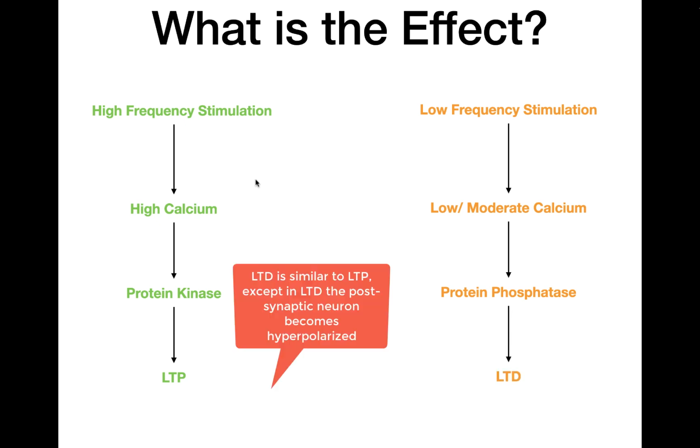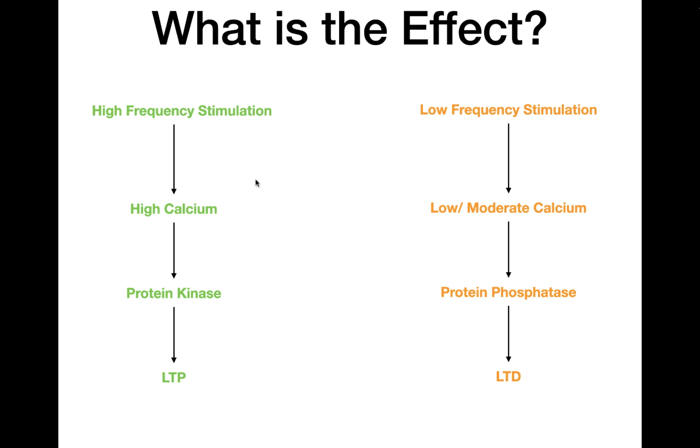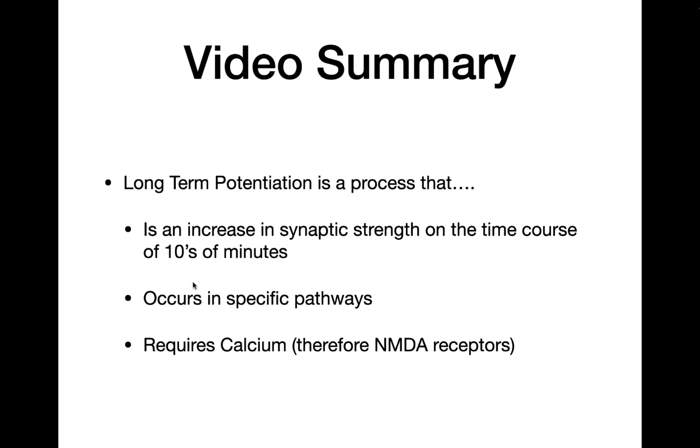Now, if these mechanisms don't make too much sense to you, I don't blame you, and this is because we don't know much about how this works. A lot of this is theoretical, and there's still a lot of research that has to be done with this topic. But the main key points that I want you to take away from this video is that long-term potentiation is a process that basically describes how the excitatory postsynaptic potentials increase in strength over a long time course. And this is a process that requires calcium and therefore NMDA receptors, and this only occurs in specific pathways inside the body.